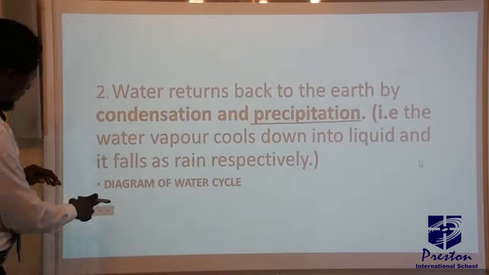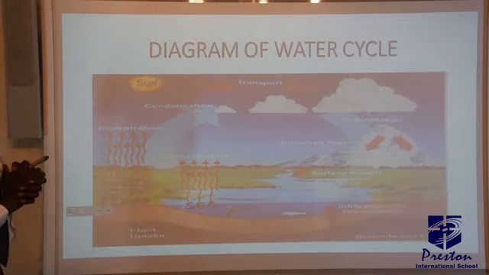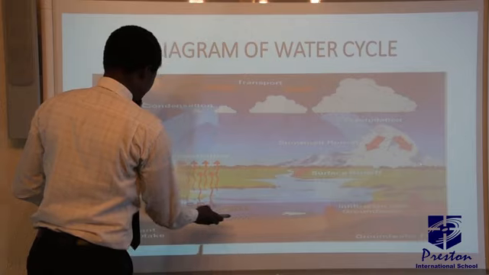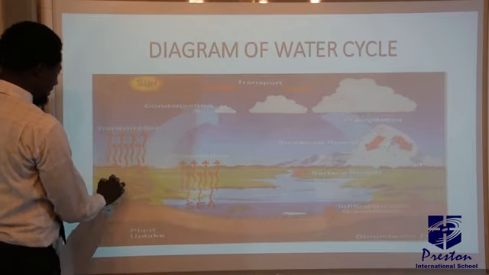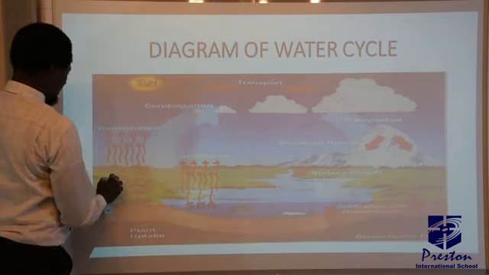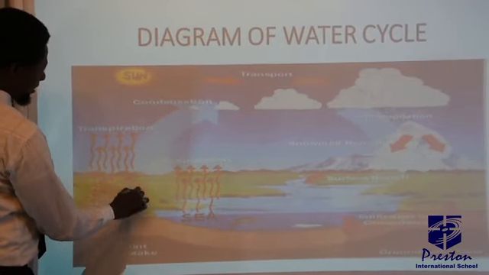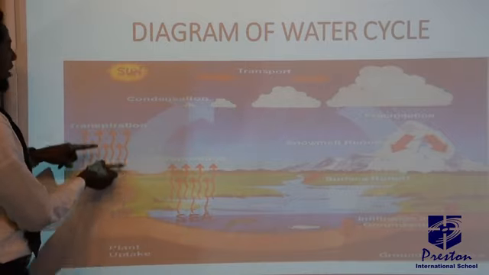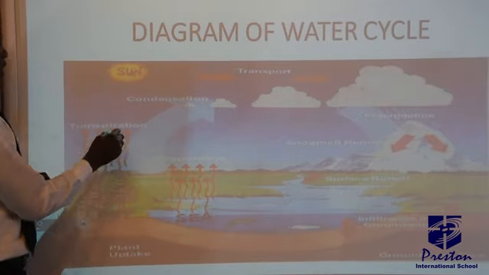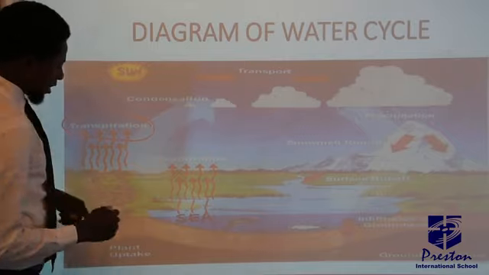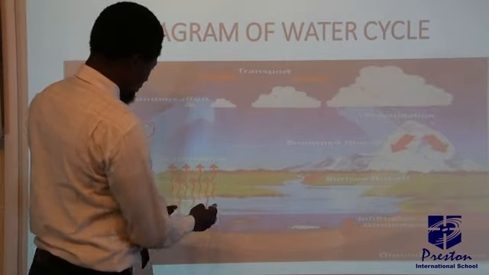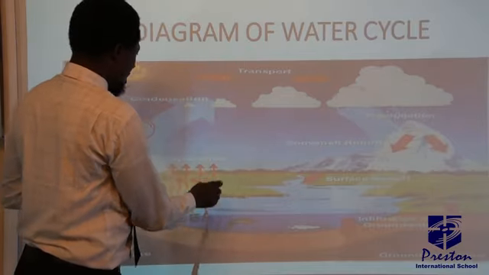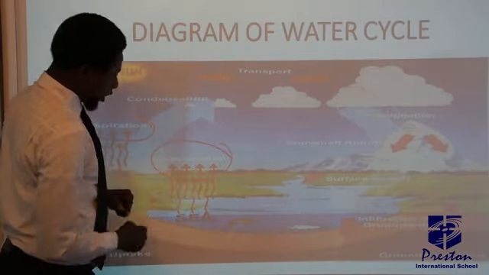Now, this is the diagram representing the water cycle. From here, this is the sea, where you have the sea level. This is the plant. So the water will leave the leaves of the plant into the atmosphere through the process called transpiration. And when you look at the sea level as well, the water will rise up from the sea into the atmosphere by the process called evaporation.